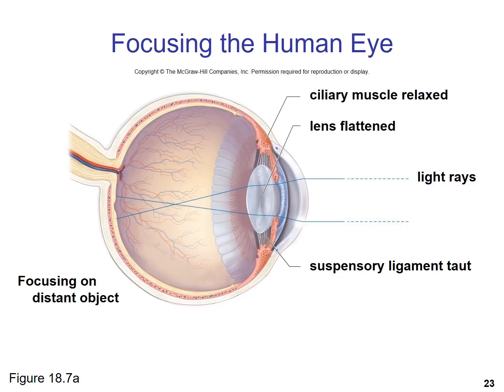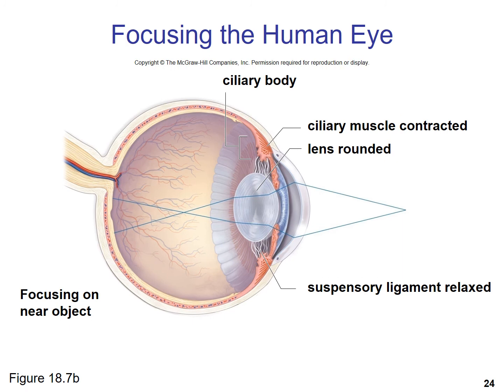Okay, so how is it that you focus a human eye? If you look at this, the suspensory ligaments are tightened, and this makes the lens flattened, and this allows you to focus on a distant object. In this, when the suspensory ligaments relax, the lens will round up, and this happens when the ciliary muscle contracts. And this allows you to focus on a near object. And again, if the lens itself becomes less flexible, then it won't round up as much when you're trying to focus on a near object.